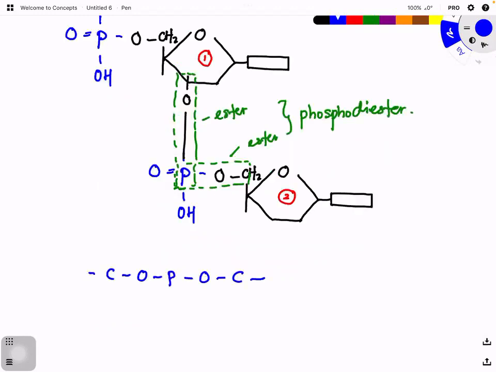So this bond, can you see that? C-O-P-O-C. One ester bond, two ester bonds, formed together become the phosphodiester bond. So the phosphodiester bond is the bond that links two nucleotides together.